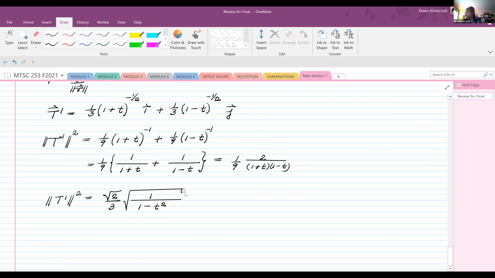Okay. Wait, isn't it 1 plus and then it's 1 minus? So that makes it 1 minus t squared. Oh, I didn't know that. I thought because it was plus and then minus. Yes, you did. 1 plus t for all that.